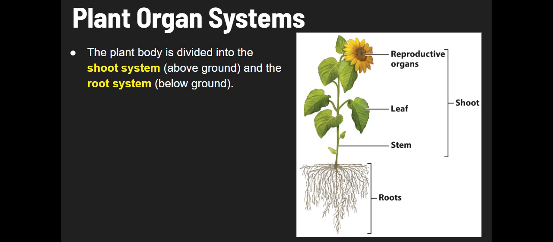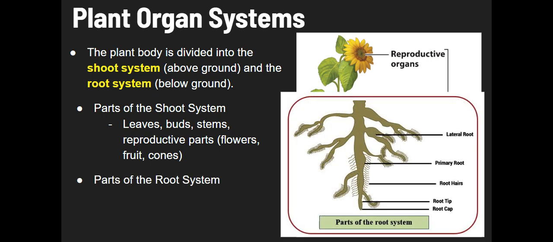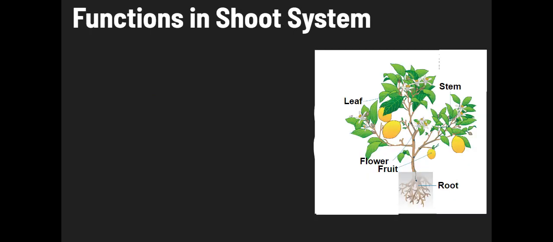The plant body is divided into the shoot system, which is above ground, and the root system, which is below ground. Here are the parts of the shoot system: the leaves, buds, stems, and the reproductive parts like the flowers, fruits, and cones. Here are the parts of the root system: the primary root, lateral root, root hairs, and root tips.